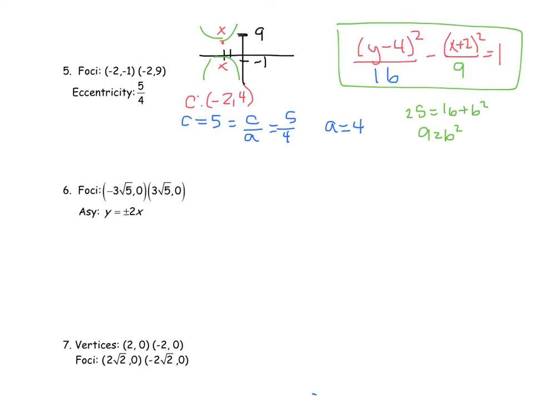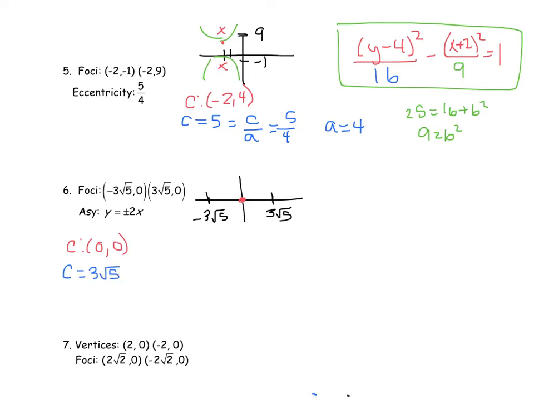Okay, similar problem for number 6, where I've just given you the foci, 3 root 5 and negative 3 root 5. Doesn't really matter what those decimals are because I can get all the information I need from that. I know that the center has to then be at 0, 0. And I know that c, the distance from the center to the focus, is 3 root 5.